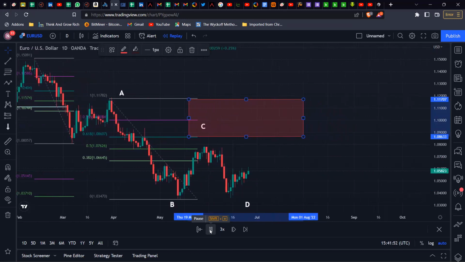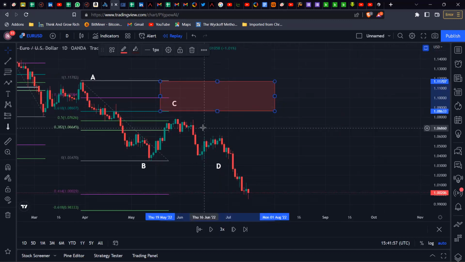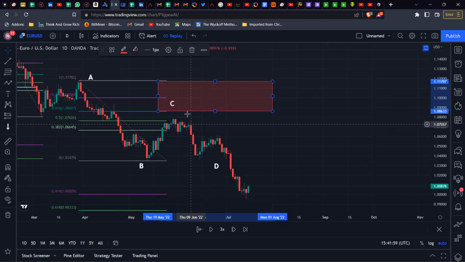Okay, it hasn't broken down just yet. We're still within that range. And now it has broken down. So price did not give us an entry. We're done with that one, right? No trade there. We move on to the next.